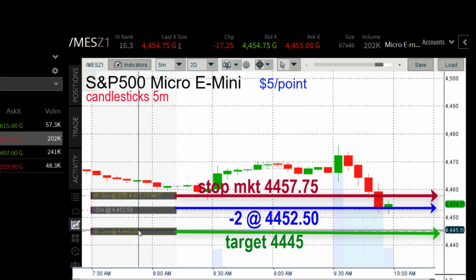So that's about 5 1/4. That's what, $52 up from where I shorted the 2 contracts. So my stop is 5 1/4 points up from where I shorted the contracts, $52.50. Should I get stopped out at 44.57 and 75? And I definitely want to move that stop closer.